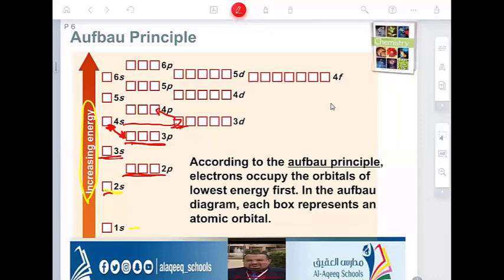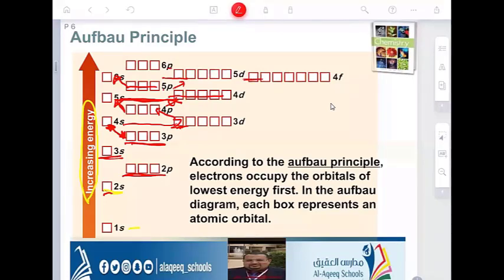After 4p, do we have to fill 4d? No. Why? Because after 4p you have to fill 5s first, because it is slightly lower than 4d in its energy. So you have to fill 5s, then 4d, then 5p. After 5p, do we have to fill 5d? No, 6s first, then 5d, then 4f, and so on.